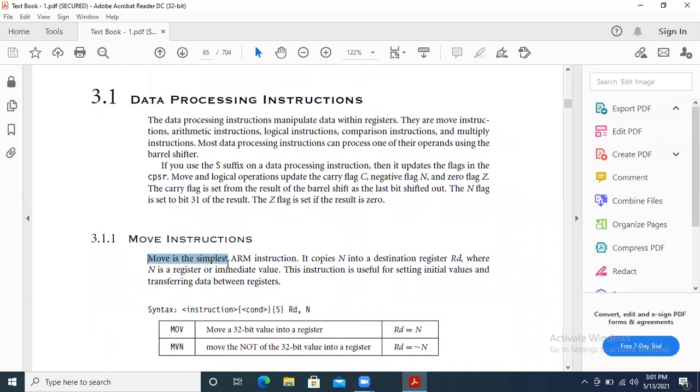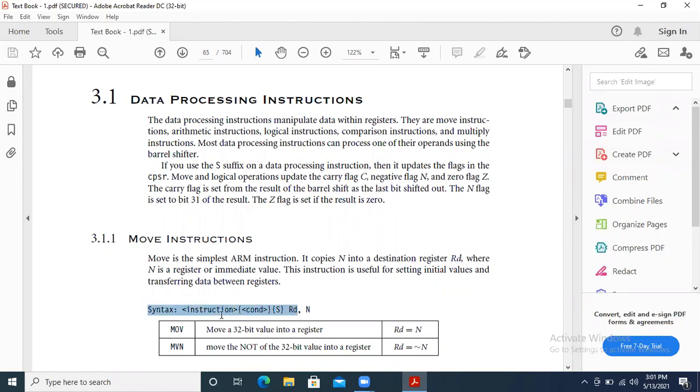Move is a simple instruction. It copies the n into the destination, called RD. Here n is the source value and RD is the destination register, that is, RD means register destination. So what I'm doing here is copying the value from n to RD. That is called a move instruction. Is that clear?